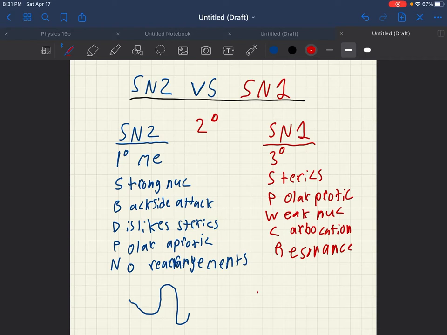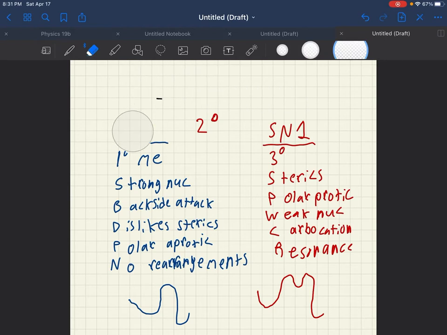And the graph for this one is going to look something like this, because it's a unimolecular reaction, meaning more than one step occurs. SN2 is bimolecular, meaning it all happens at the same time. So when determining between SN1 and SN2, I like to go in this order if it's secondary. So this is if it's secondary. If you still can't determine after all those rules what it is, I like to go in this order.